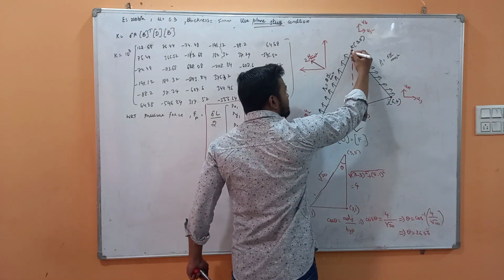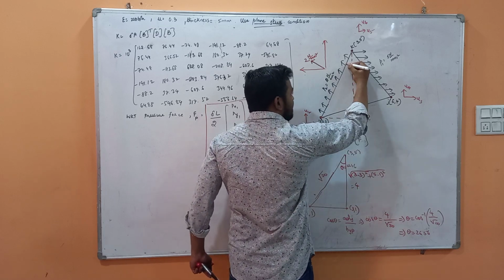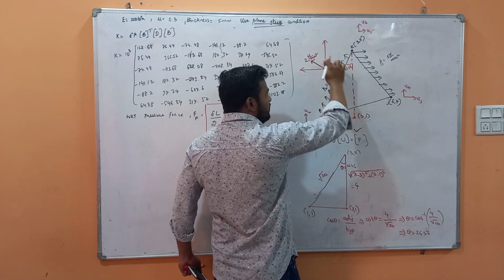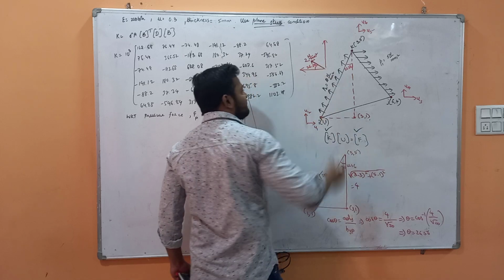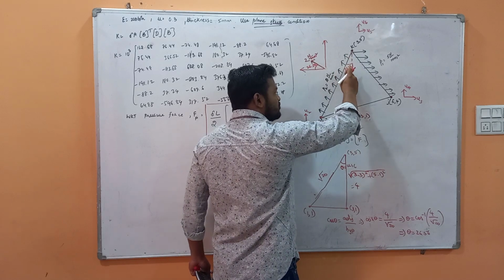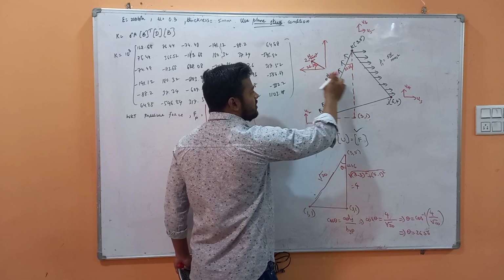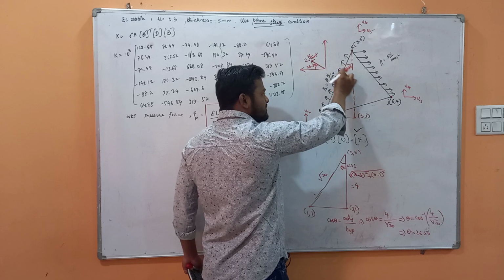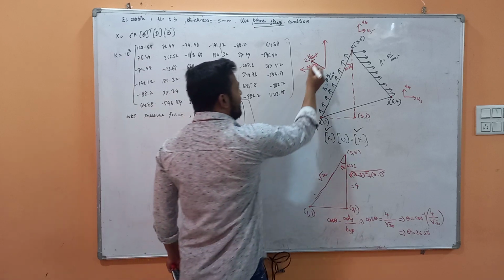So this line is making an angle of 26.56. So the line perpendicular to this will make an angle of 26.56 with the horizontal line, because those are called alternate angles. If any line is making an angle of something with the vertical, the perpendicular line will make the same angle with the horizontal. So this line is making 26.56 with the vertical line, so the line perpendicular to this will make an angle of 26.56 with the horizontal line. So I got the angle of this.